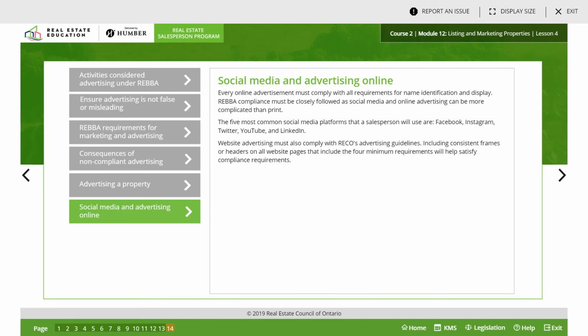Website advertising must also comply with RECO's advertising guidelines, including consistent frames or headers on all website pages that include the 4 minimum requirements will help satisfy compliance requirements.